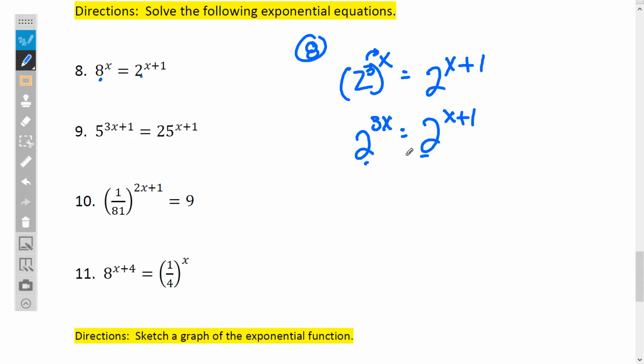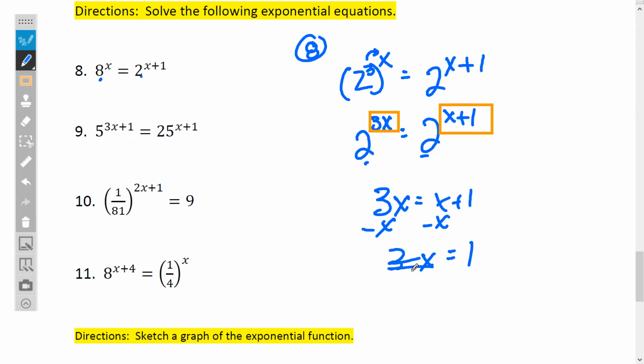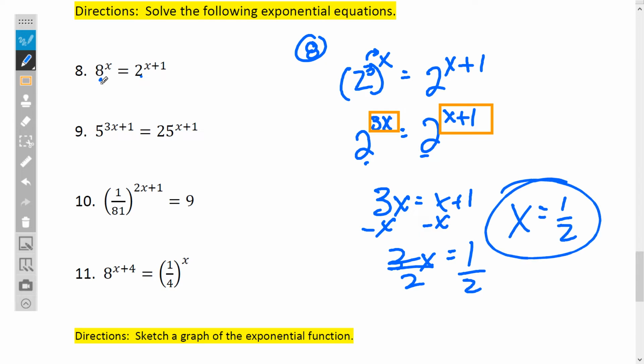Now that the bases are the same, we can set our exponents equal to each other. So 3x equals x plus 1. Subtract x. 2x is equal to 1. Divide by 2, and we get our solution that x is equal to 1/2. So for letter 8, x is equal to 1/2.